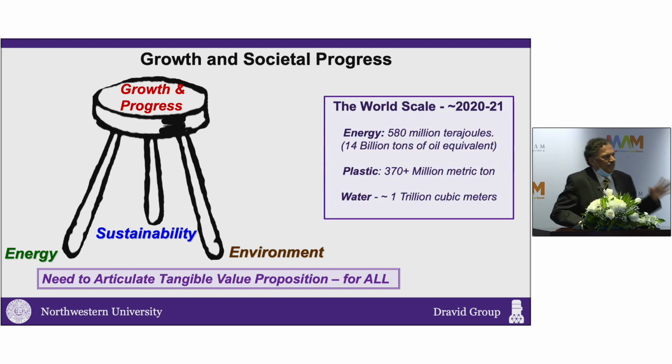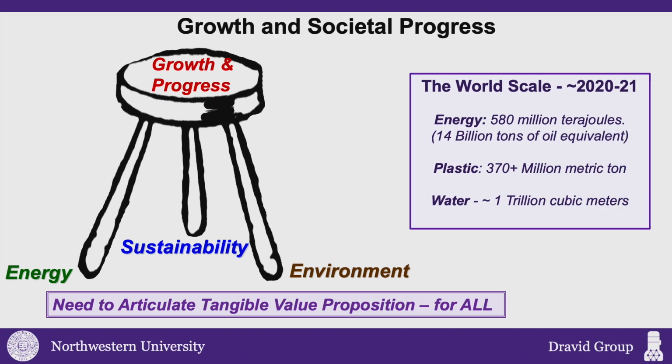Just to give you a sense of scale, look at the energy per year required. These are massive numbers, right? We're looking at almost 600 million terajoules of energy. You have plastic being one of the petrochemical products. The legacy for the last couple of hundred years is just an obscene number of waste products based on plastic. Look at water as another example. You have a massive scale of water.